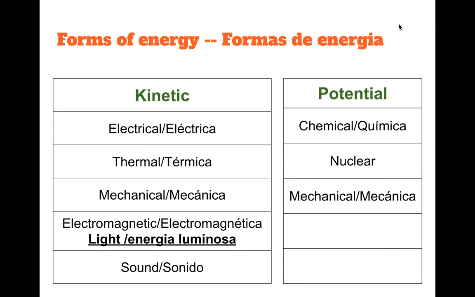So here's another spot where you're going to want to list the different forms of energy. There are 5 different forms of kinetic energy. We have electrical, thermal, mechanical, electromagnetic. Another way of saying that is light energy. And sound is the last form of kinetic energy. And you'll want to list those right here on your sheet. And then there are 3 forms of potential energy: chemical, nuclear, and mechanical. So take a second to write those ones down.